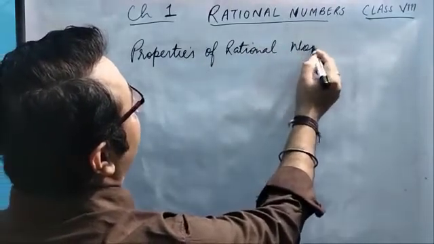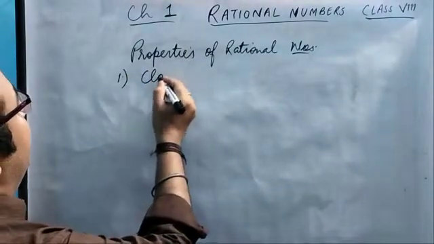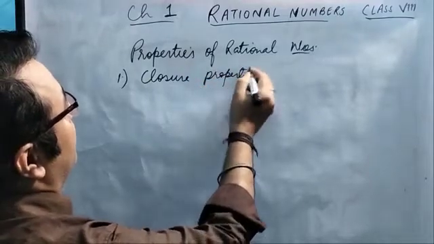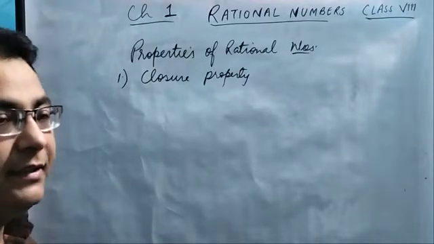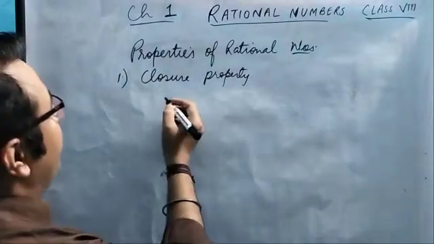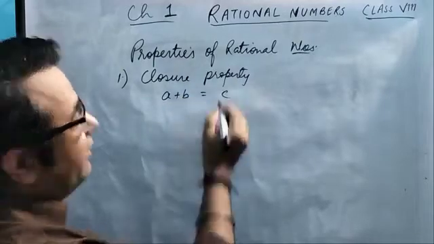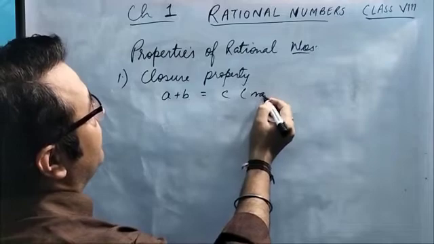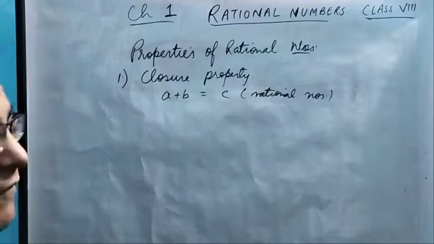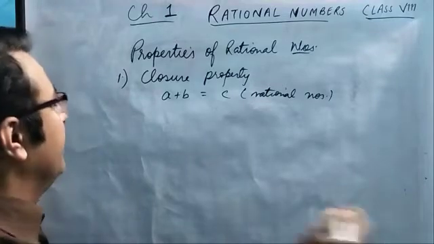Properties of rational numbers. First property is called closure property. Closure property states that addition of rational numbers is a closed operation. What does that mean? It means that if we add two rational numbers, let's say A and B, then whatever result we get will also be a rational number. So here we have taken two rational numbers A and B, and the answer that we are getting is also a rational number.